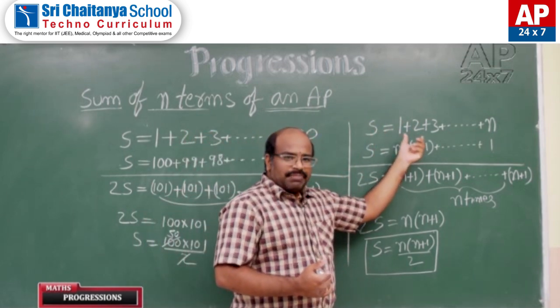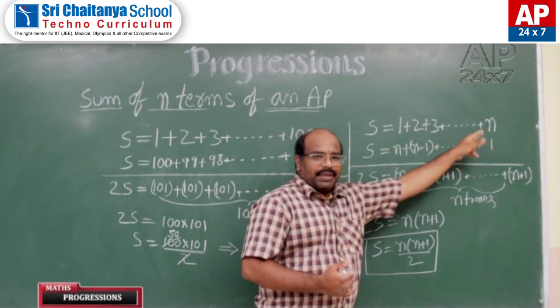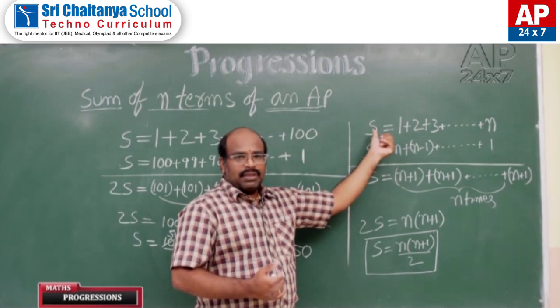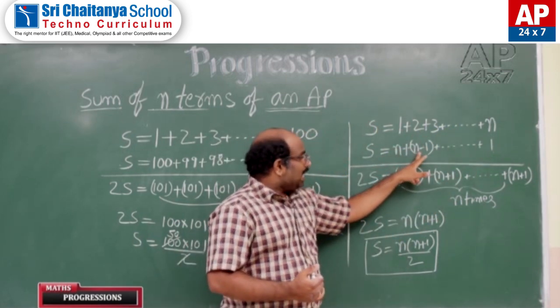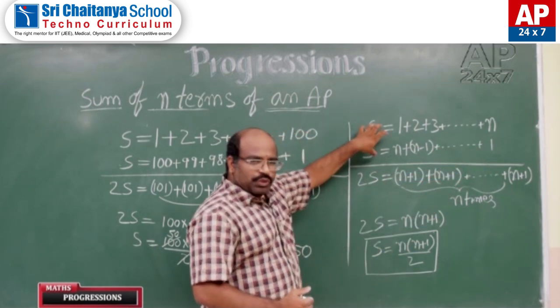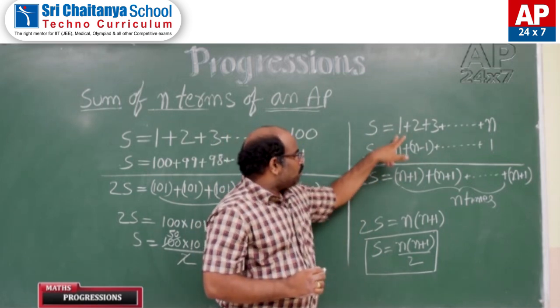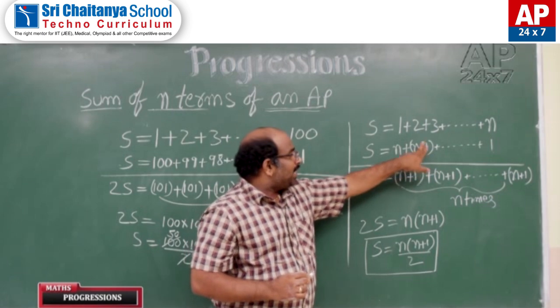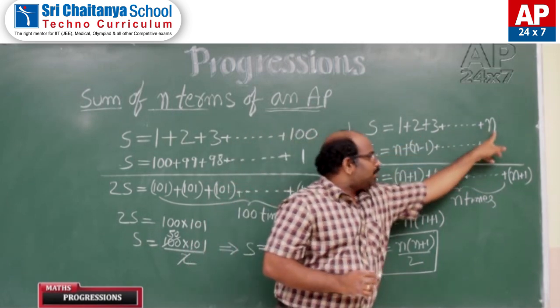The sum of the first n natural numbers means 1 plus 2 plus 3 plus and so on plus n. I am assuming this sum as S. Write the terms in the reverse order, n, n minus 1, and so on to 1. Add these two equations, S plus S is 2S, n plus 1, n minus 1 plus 2 is n plus 1, and so on, n plus 1.